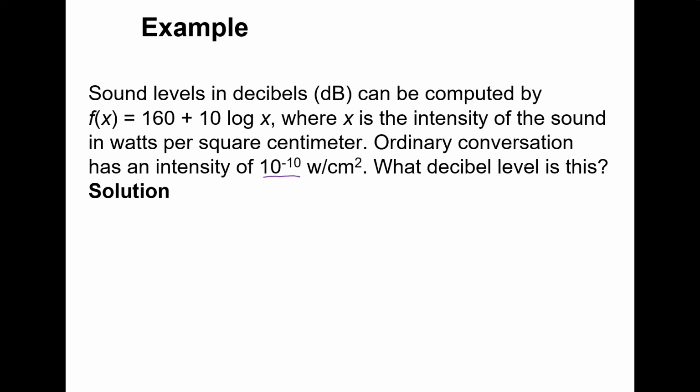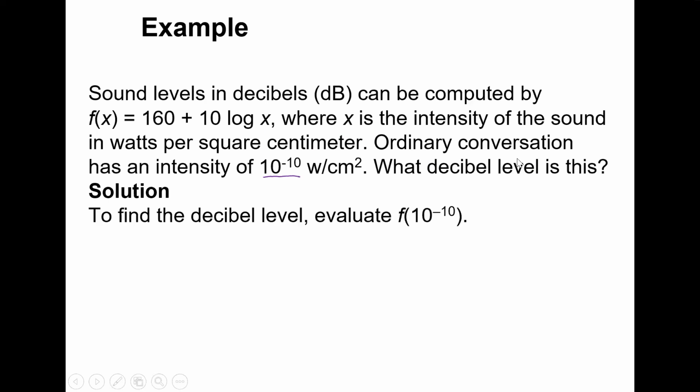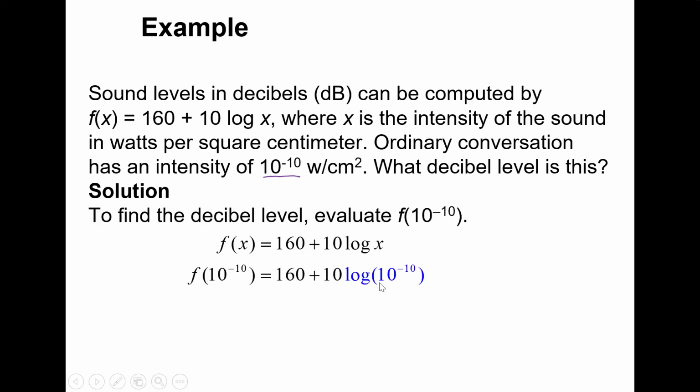All right, so what we need to do is plug in values basically. We're going to plug in 10 to the negative 10 for our x because that's what they told us it was. Now we can bring that negative 10 down here, so it's going to be 10 times the negative 10, so it's going to be negative 100 plus 160. So 160 minus 100 is going to be just 60. That's going to be the decibels. Okay, so normal conversation, roughly 60 decibels.